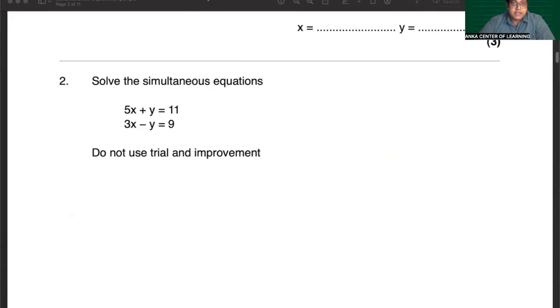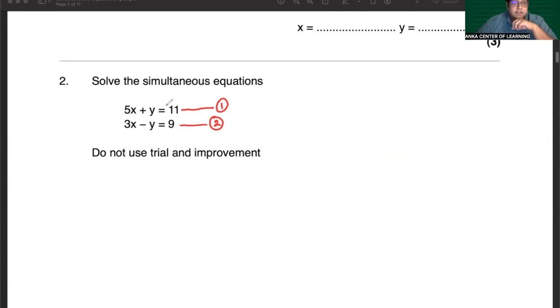First things first, I always insist for you to start off with labeling the two equations. In this case, we've got the two given equations. You need to observe the coefficient of the two variables. The coefficient of the variable x for the first equation is 5, and for the second equation, it is 3. So they are not the same numbers. 5 and 3 are not equal.